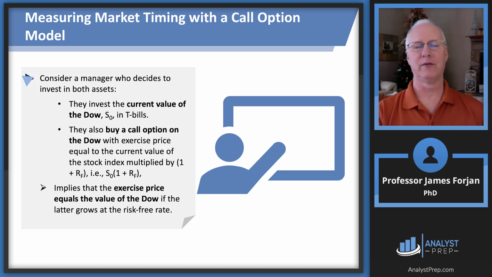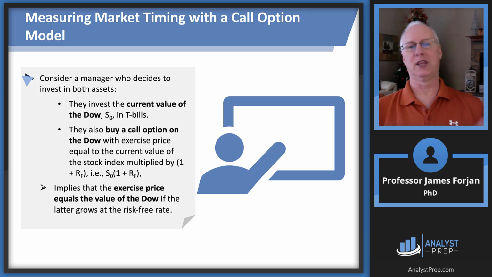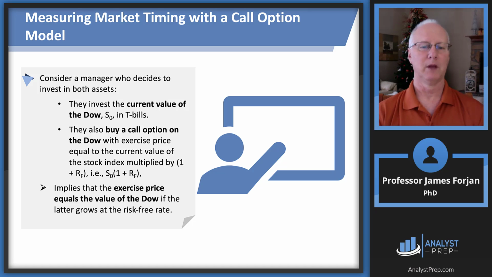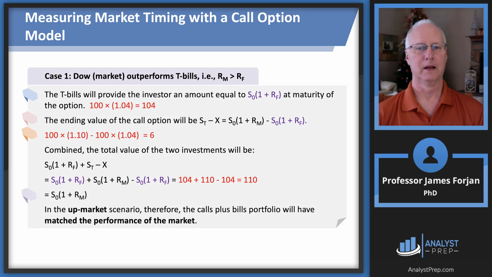So whatever the current value of the Dow is. Now, of course, in late 2020, we hit 30,000. But let's forget about that big number here. So let's just suppose that S sub 0, whatever that number is, we're going to invest in treasury bills. And we're also going to buy a call option on the Dow with an exercise price equal to the future value of those treasury securities. All right, two cases here. Let's suppose the Dow outperforms the treasury bills, right? Return on the market exceeds the return on the treasury.